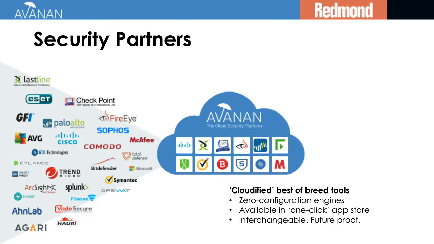But I think the key value is this, that once we connect to Office 365, we're able to deploy cloudified versions of the industry's best tools for whatever layer of security you'd like to deploy. What we've done is we've taken their core engine and created zero configuration versions of them. So there's no need to manage the individual tools. They are all managed within our environment. So one click, you can deploy DLP. One click, you can deploy sandboxing. One click, you can deploy any type of malware protection.